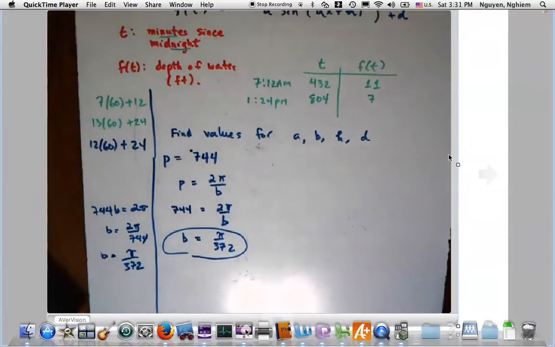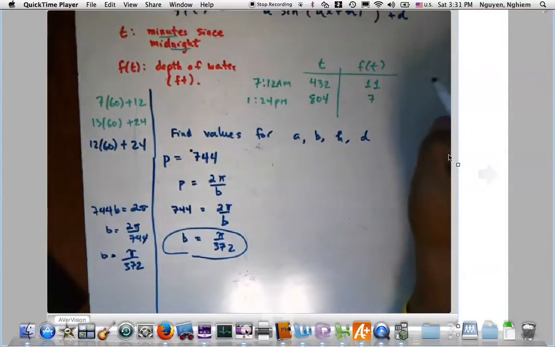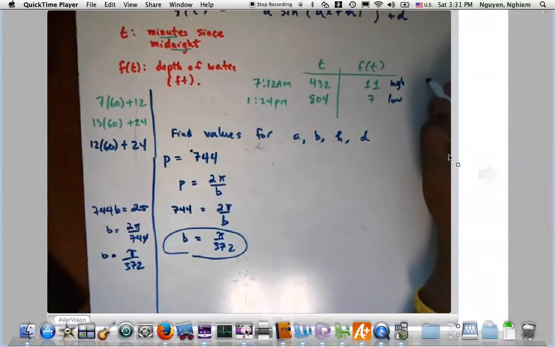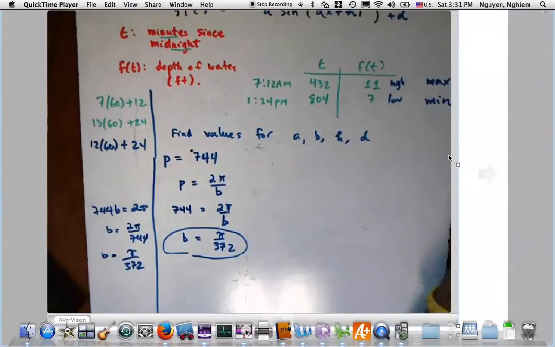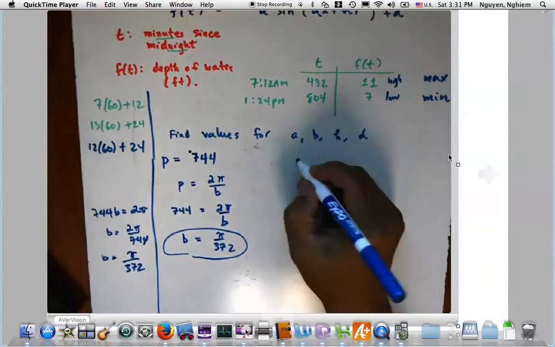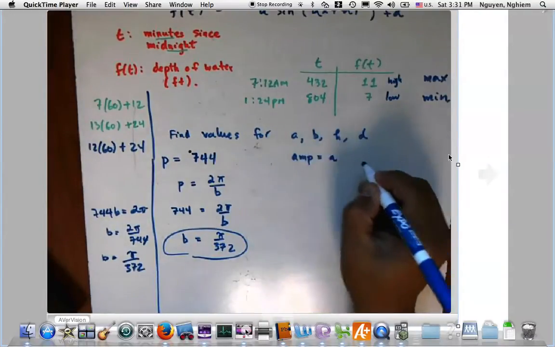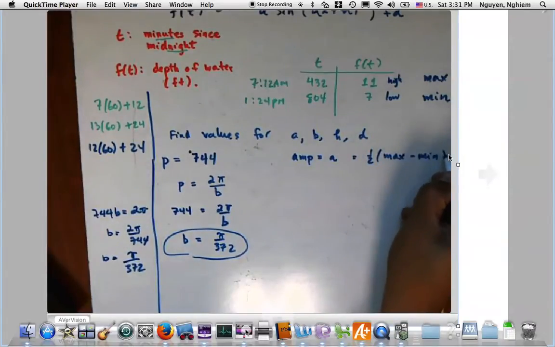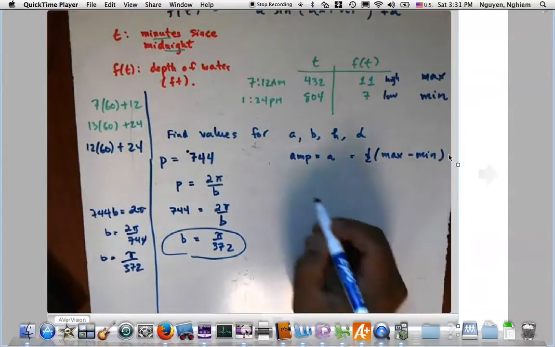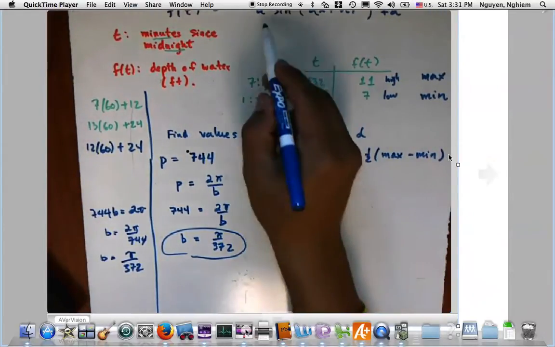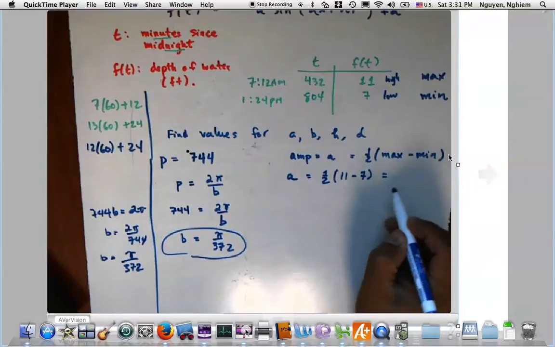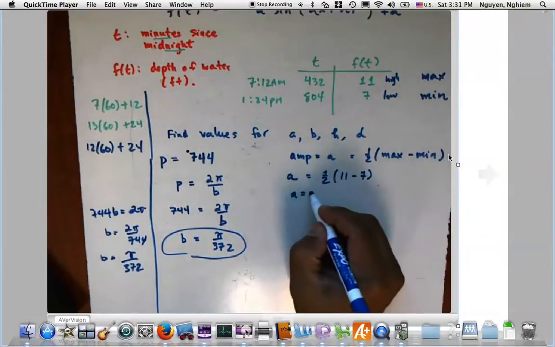Now, how do we find the amplitude? Well, think about this here. This is high tide. This is low tide. So that's the max, and this is the min of our function. And we know that the amplitude is equal to A, and also the amplitude is equal to 1/2 times max minus min. So the amplitude, A, this variable here, is equal to 1/2 times 11 minus 7, which gives us 2. So A equals 2.